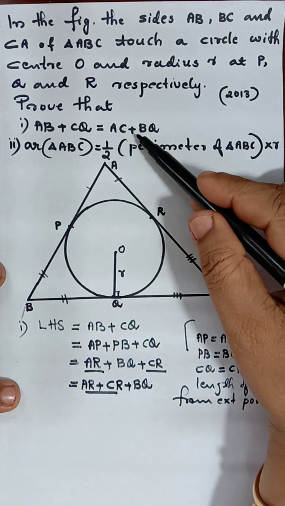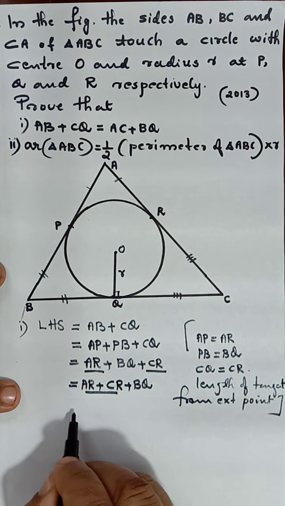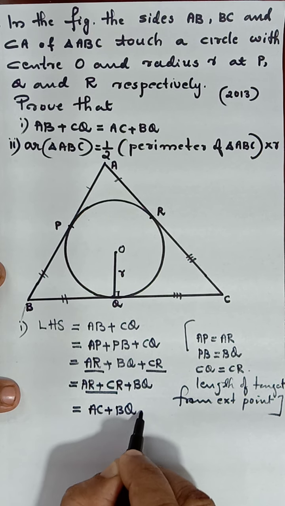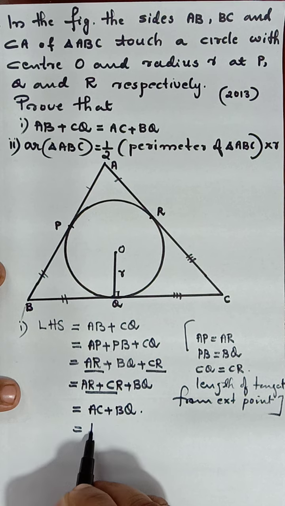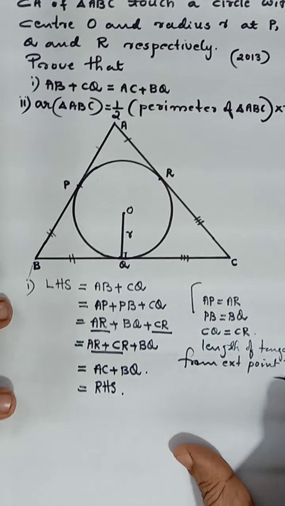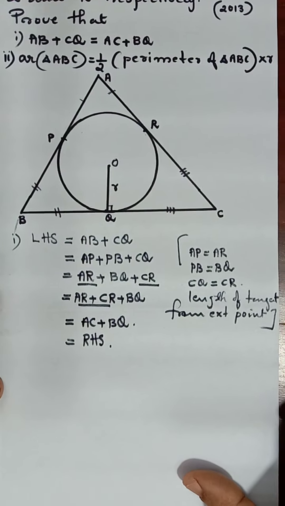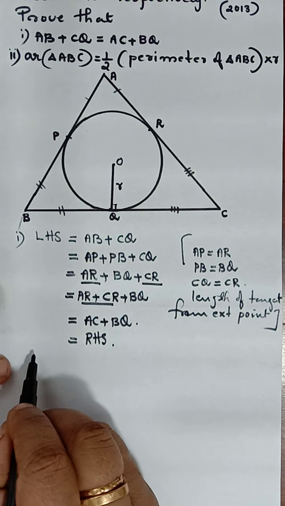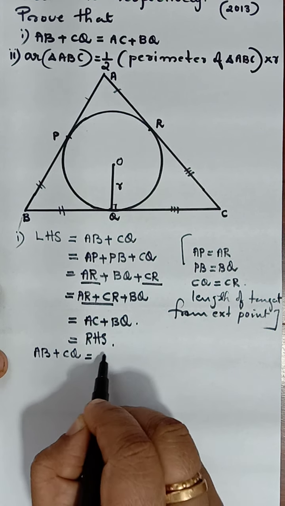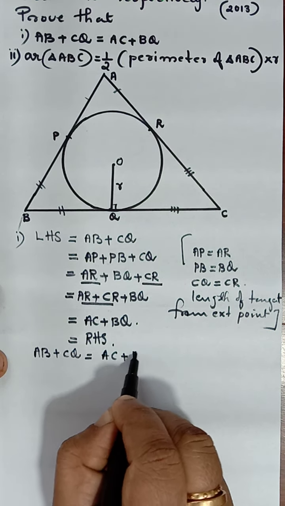We have AC plus left with this BQ. So that is equal to AC plus BQ. So that is equal to our RHS. Hence we proved the first part. We will write once more. When we write once more, answer will be complete. AB plus CQ is equal to AC plus BQ.